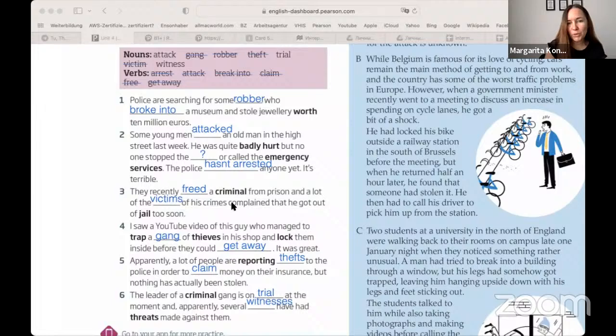So criminal we already have. Yes, he's on trial. What is happening? Вот он в этом временном заключении. Да, он под следствием, да? Он под следствием. Right. Apparently several witnesses have had threats. What is happening? Threats.